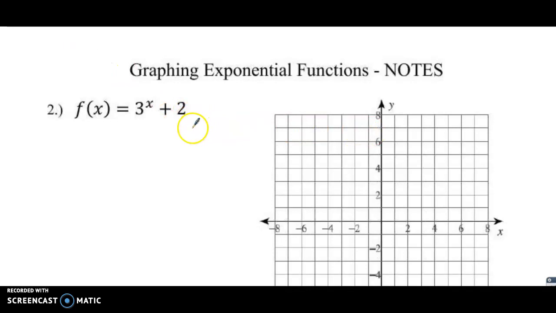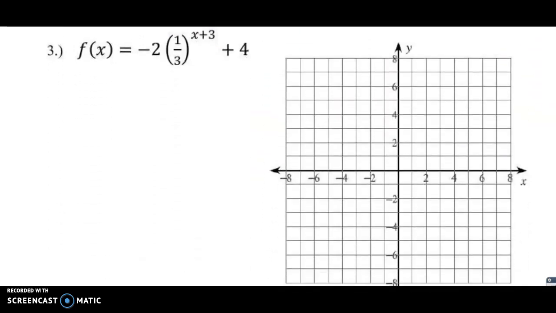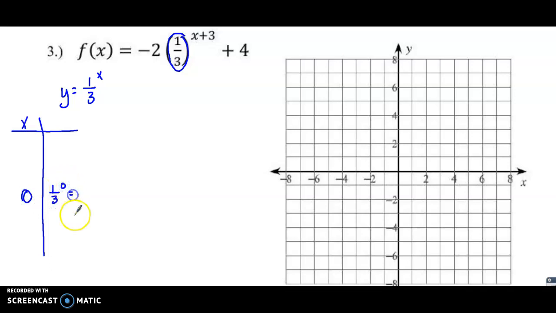Now this one's basically the same, and notice it's just a +2 on the end, so you're moving up and down. So let's move on to this one that has a little bit more movement to make sure that I get that all completed in the notes for you. Okay, so same basic formula. Notice this is my b, or my base. So my basic formula is going to be 1/3 to the x power. This one I do want to do a couple of points on a table for you just to refresh your memory, since we do have those ugly fractions that you love so much.